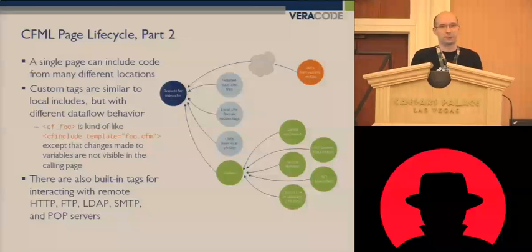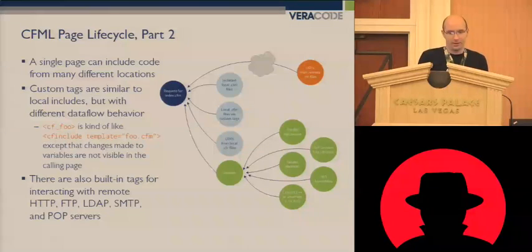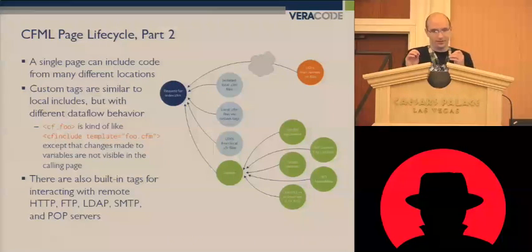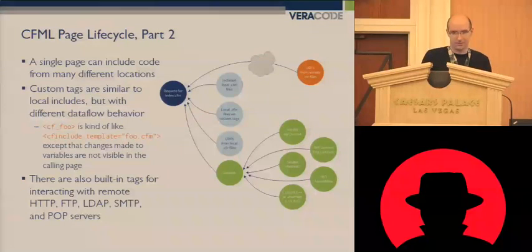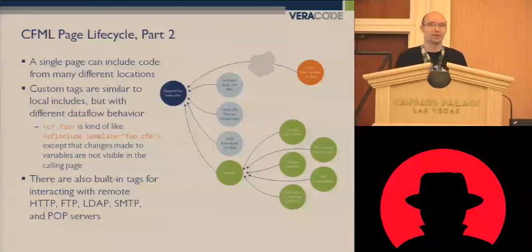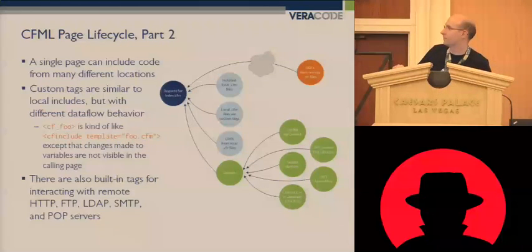Pages can include other pages. There are a few different ways to do this. One of them is to use a tag called cfinclude, and the difference between that and the other option, which is calling it as a custom tag, is that you literally prefix the name of the file with cf underscore, and you call it like that. So if you write cf underscore foo in your code, it looks for a file called foo.cfm and runs it.